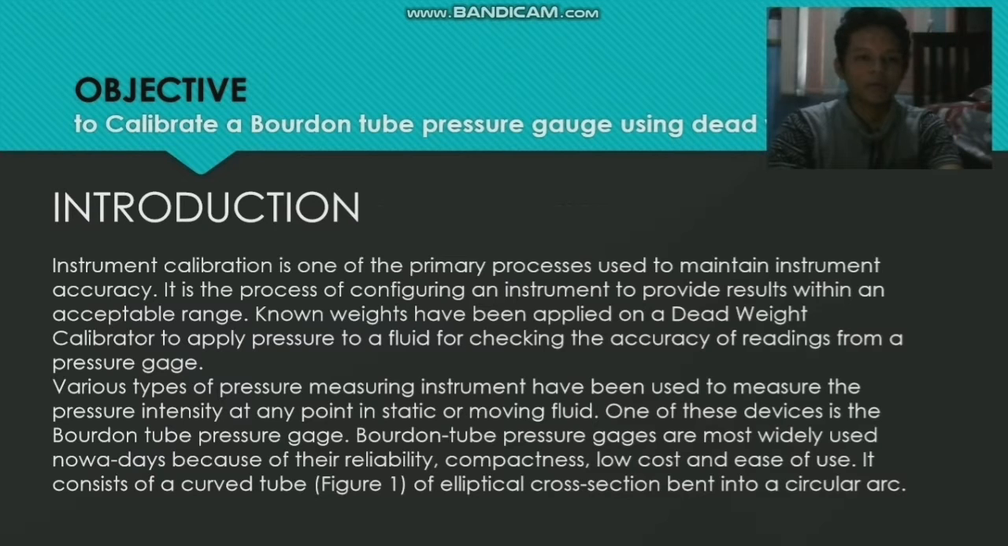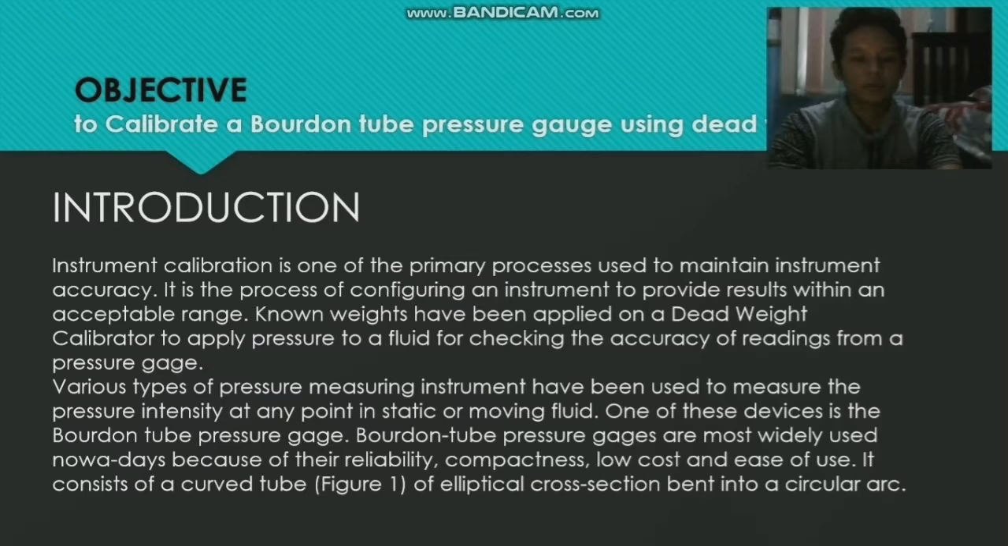Instrument calibration is one of the primary processes used to maintain instrument accuracy. It is the process of configuring an instrument to provide results within an acceptable range. Dead weights are applied on a dead weight calibrator to apply pressure to a fluid for checking the accuracy of readings from a pressure gauge. Various types of pressure measuring instruments are used to measure the pressure intensity at any point in static or moving fluid. One of these devices is the Bourdon tube pressure gauge.